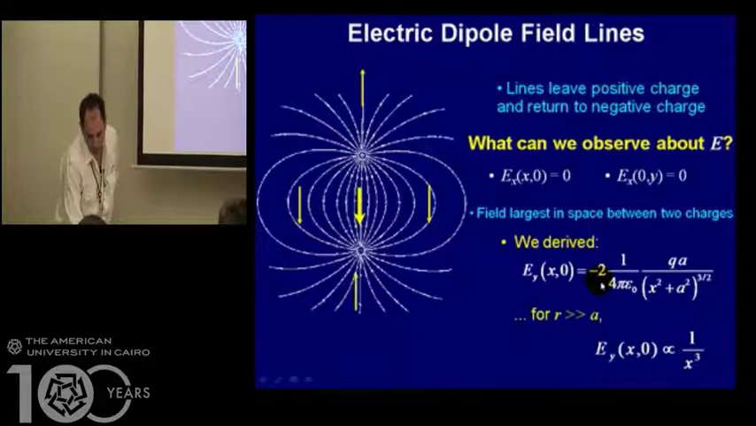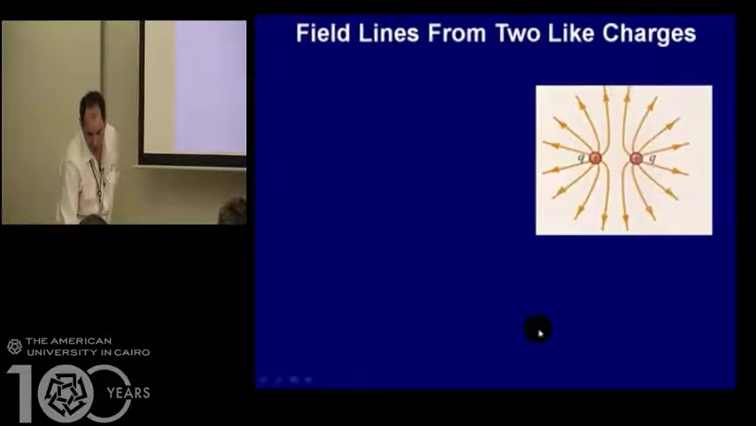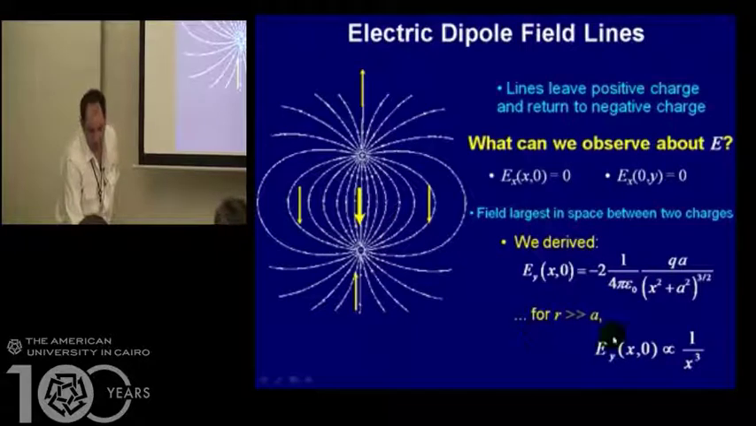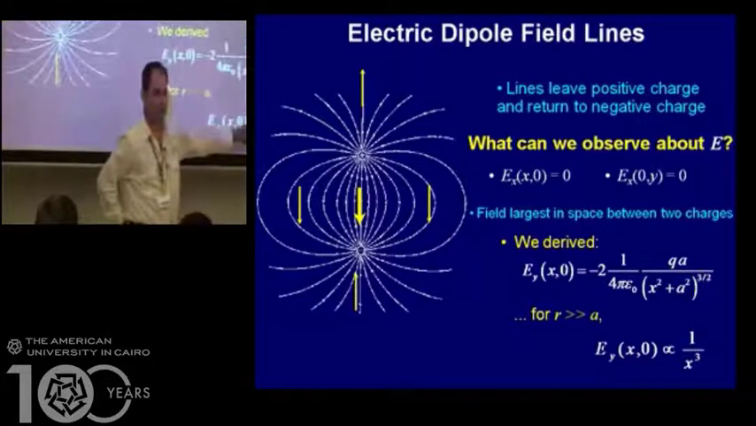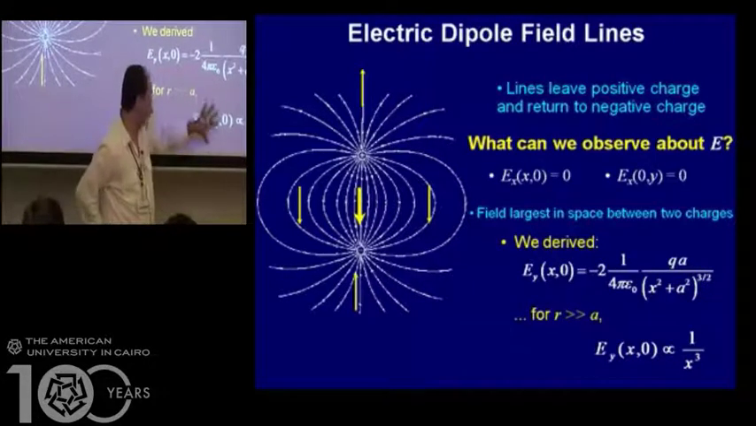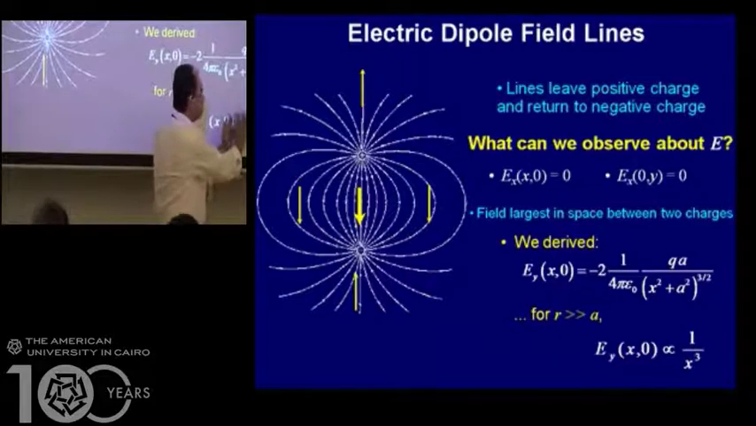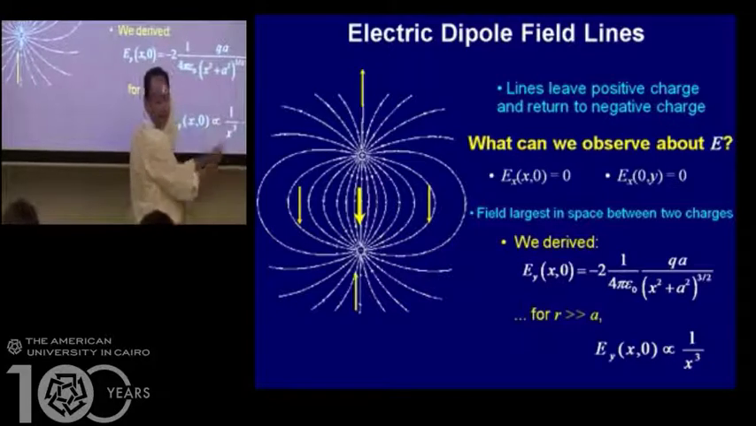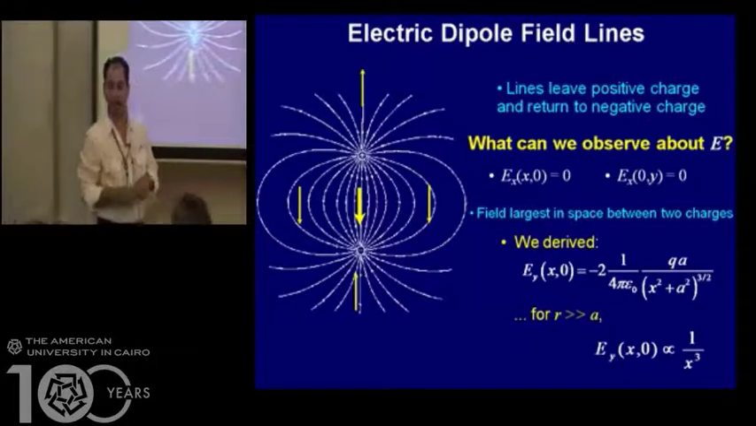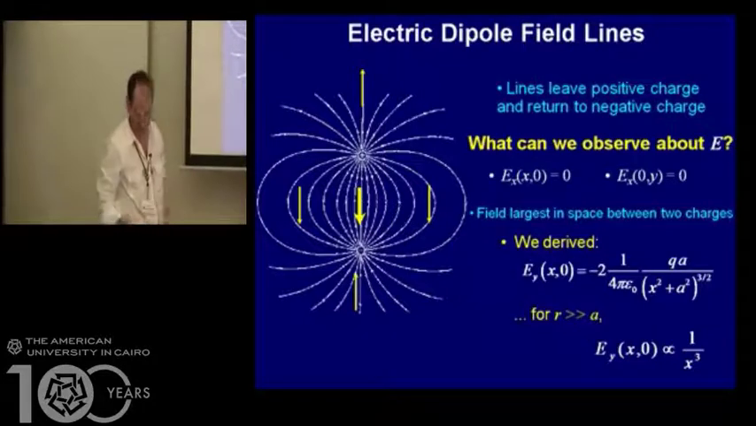In the far field, the electric field is proportional to 1 over x cubed. It's going to be minus 2kqa divided by x to the power 3. Oh, it's proportional, not equal to. I'm just giving you the function. So the electric field is going to be some constant, which is minus 2kqa, divided by x cubed. So the electric field is going to be proportional to 1 over x cubed. This is in the far field.